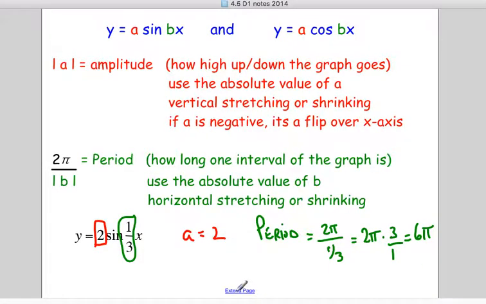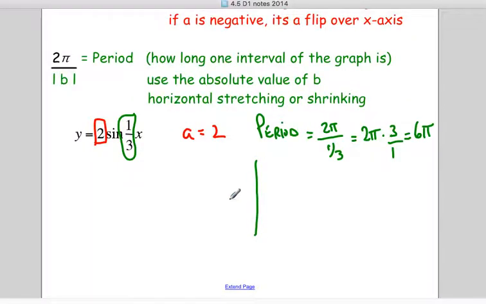Okay, so what that means is now when you go to graph this thing, I'm always going to make 4 tick marks. The period, whatever the period is, that will be the last tick mark. Okay, so here's my little trick on how to label these, because that's usually the trickiest thing. I find the halfway mark. Half of 6 pi would be 3 pi.